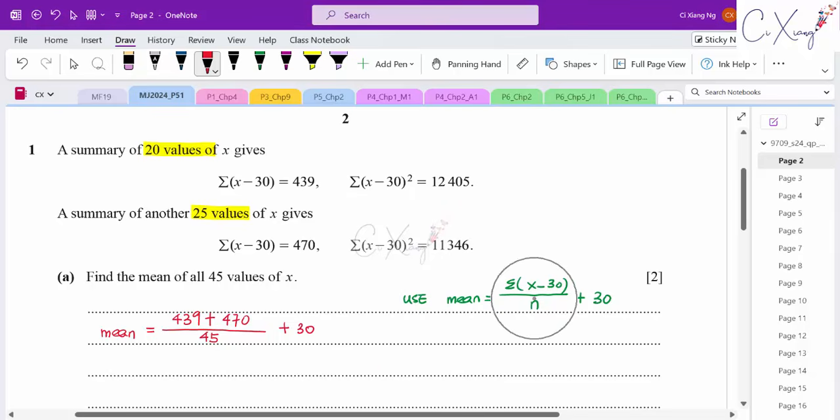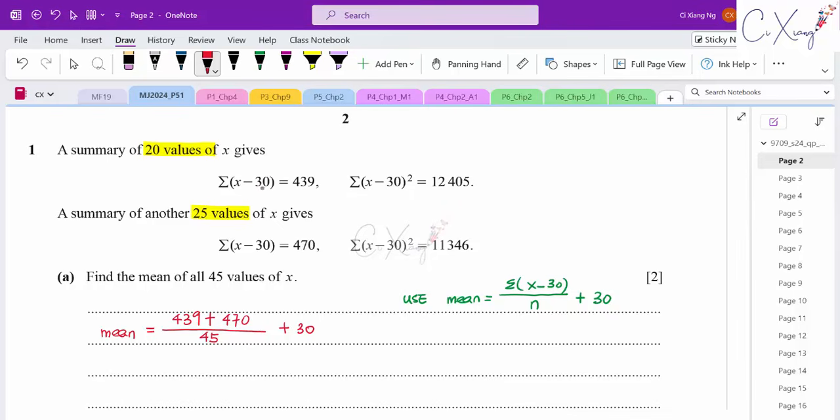So this is a general formula, and this is how we apply it to two sets of data where all of them are x minus 30. Then just use the calculator to get the answer for this one. So by right, you should have this as the final answer.